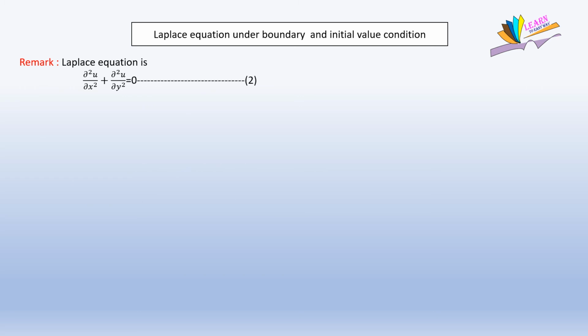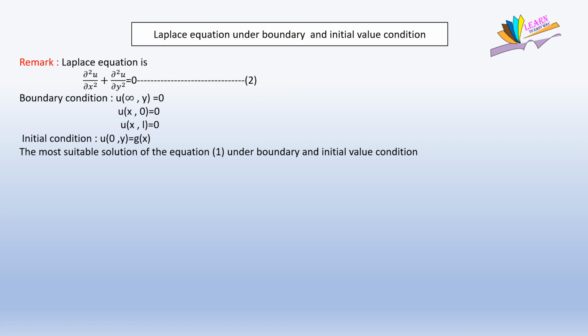Again, when যখন boundary condition u as x tends to infinity, u tends to 0, অর্থাৎ u(infinity, y) is equal to 0, u(x, 0) is equal to 0, u(x, l) is equal to 0, and initial condition u(0, y) is equal to g(x), then the most suitable solution of the equation u(x, y) is equal to c2 e^(-px) (c3 cos py + c4 sin py).